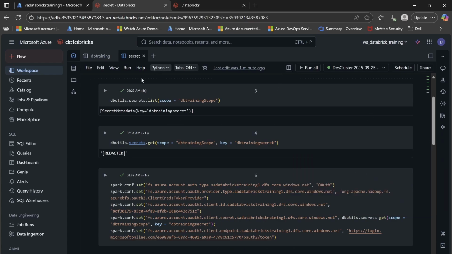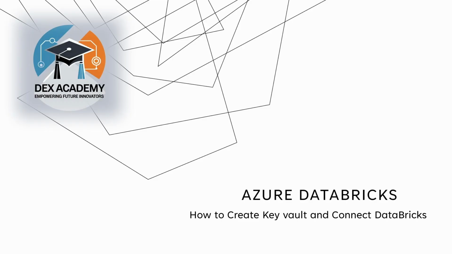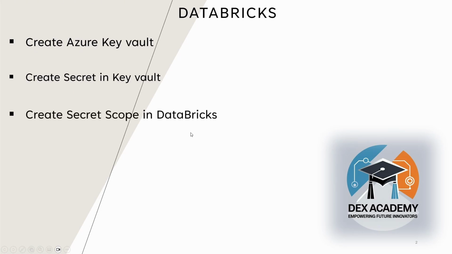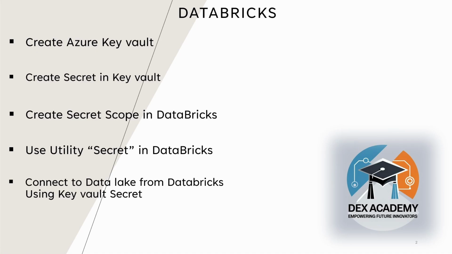So for today, our objective was to create a Key Vault, which we have done. Create secret in Key Vault, which we did. Create secret scope in Databricks, which we did. Use utility called secret within Databricks, which we did. Connect to Data Lake from Databricks using Key Vault secret, which we did. And then finally, read data from our Data Lake using the new secrets that we created in our Key Vault. So all our objectives are achieved today.